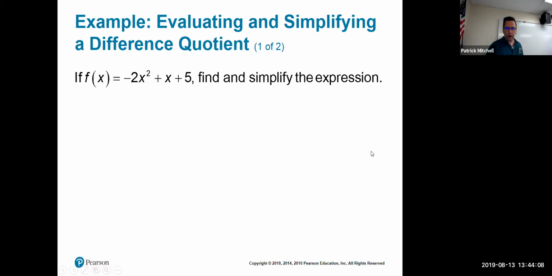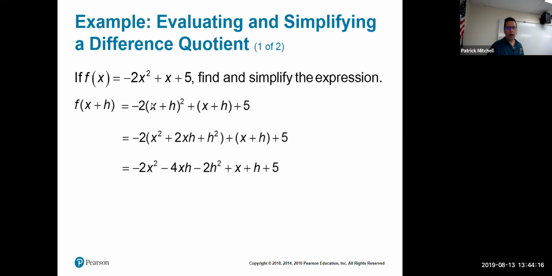Okay, so let's compare notes. So the first thing I'm going to do is the f at x plus h part. So for that, again, remember you're just replacing x with x plus h. So here's what it looks like when you do that.